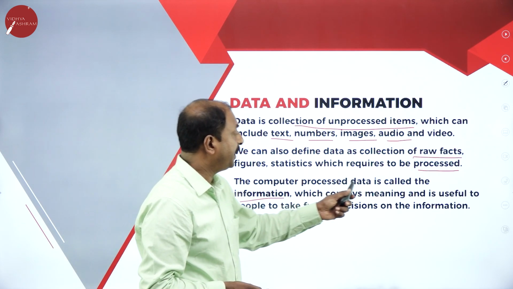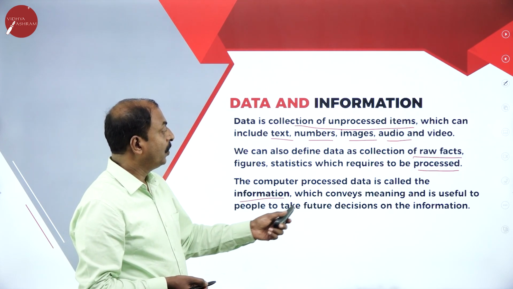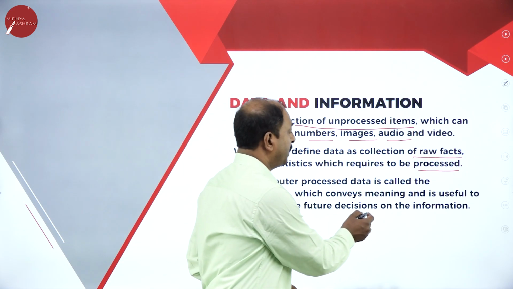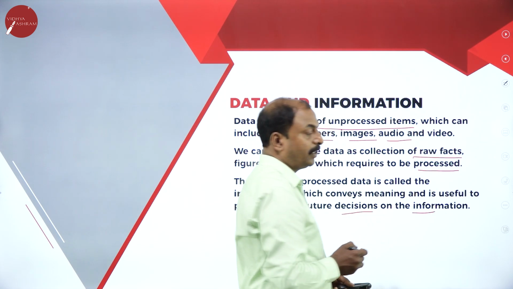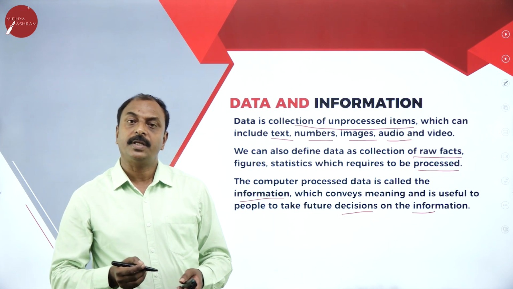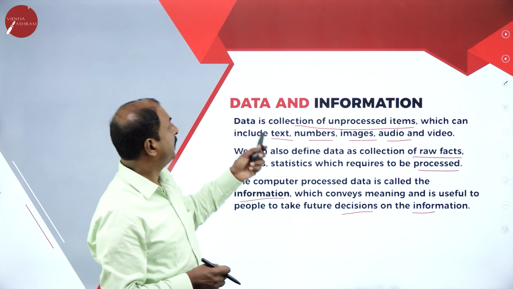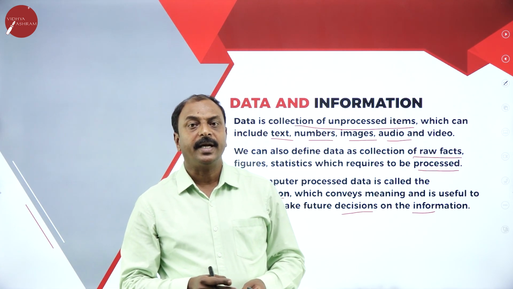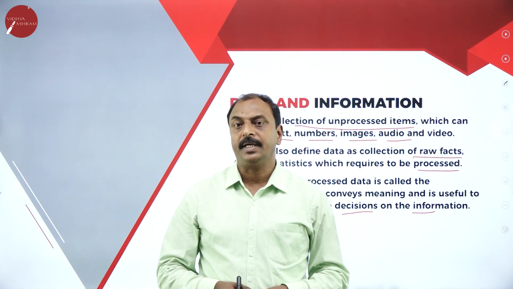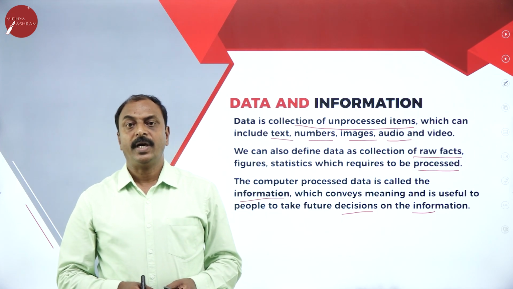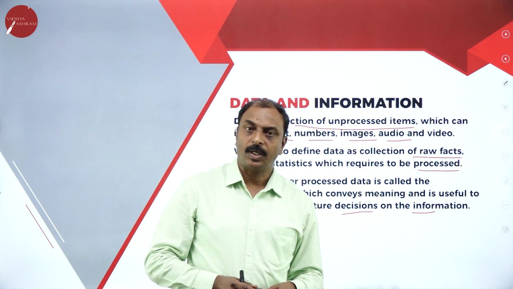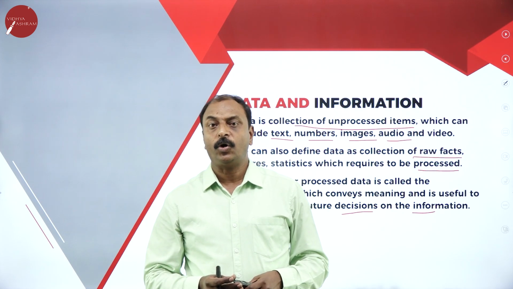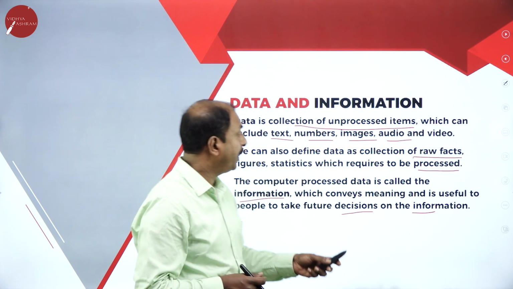The processed data is called information, which conveys something meaningful and useful to people to take future decisions. So we are using information for various applications. Together, we can say a computer is a data processing unit or data processing system. We input the data, the computer processes the data, and it gives us the result in the form of output. Output is nothing but information.